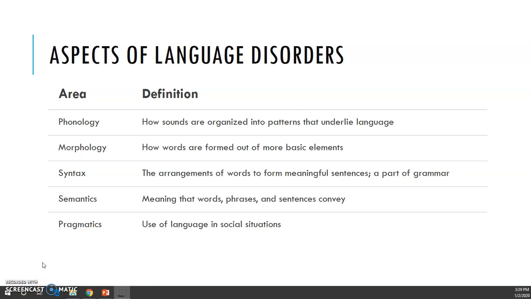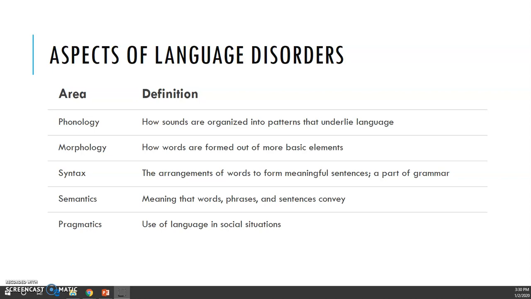Before we talk about the language domains related to language disorders, let's review what they are. Phonology is how sounds are organized into patterns that underlie language. These are different from the phonological disorders that we talked about with speech-sound disorders because it's not related just to the production of sounds. It can also relate to reading and writing those sounds and putting them into words.